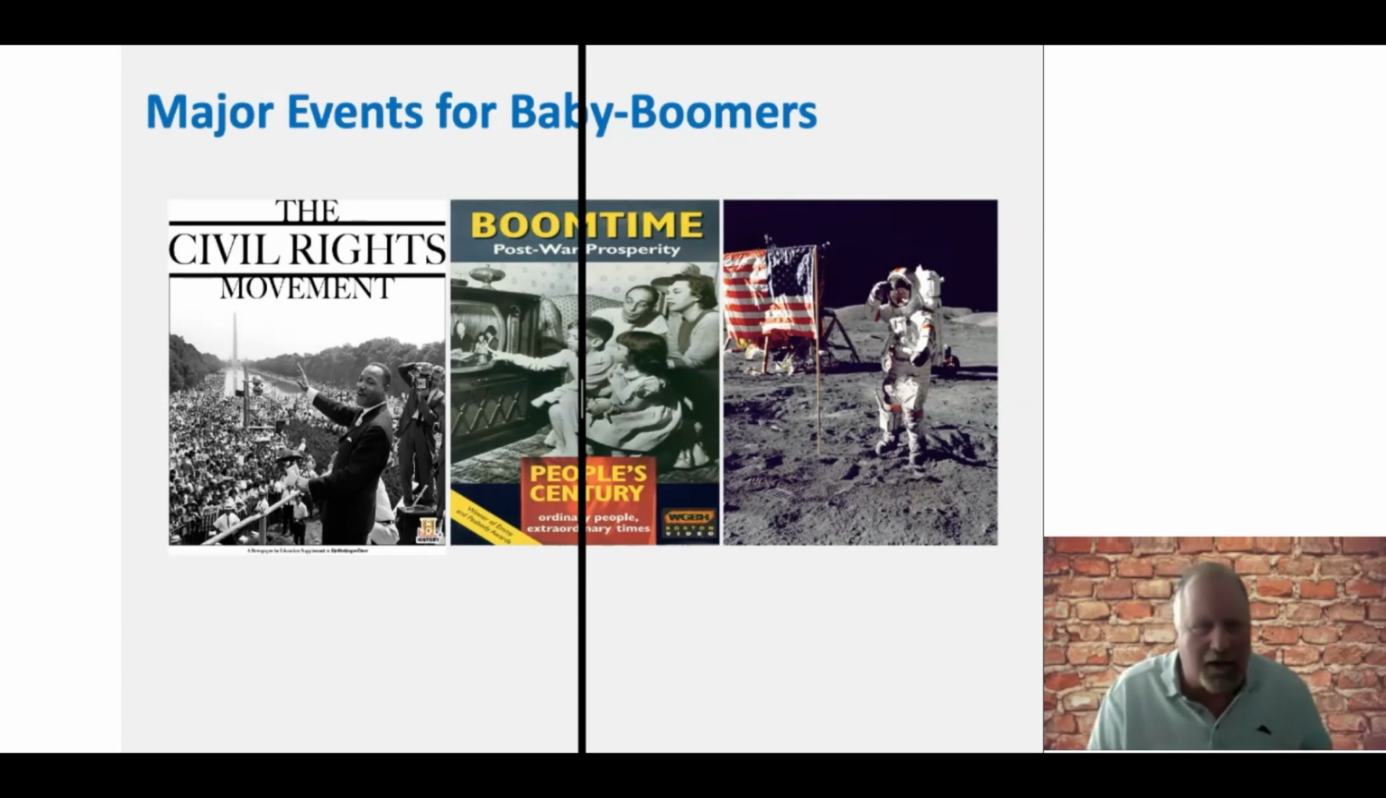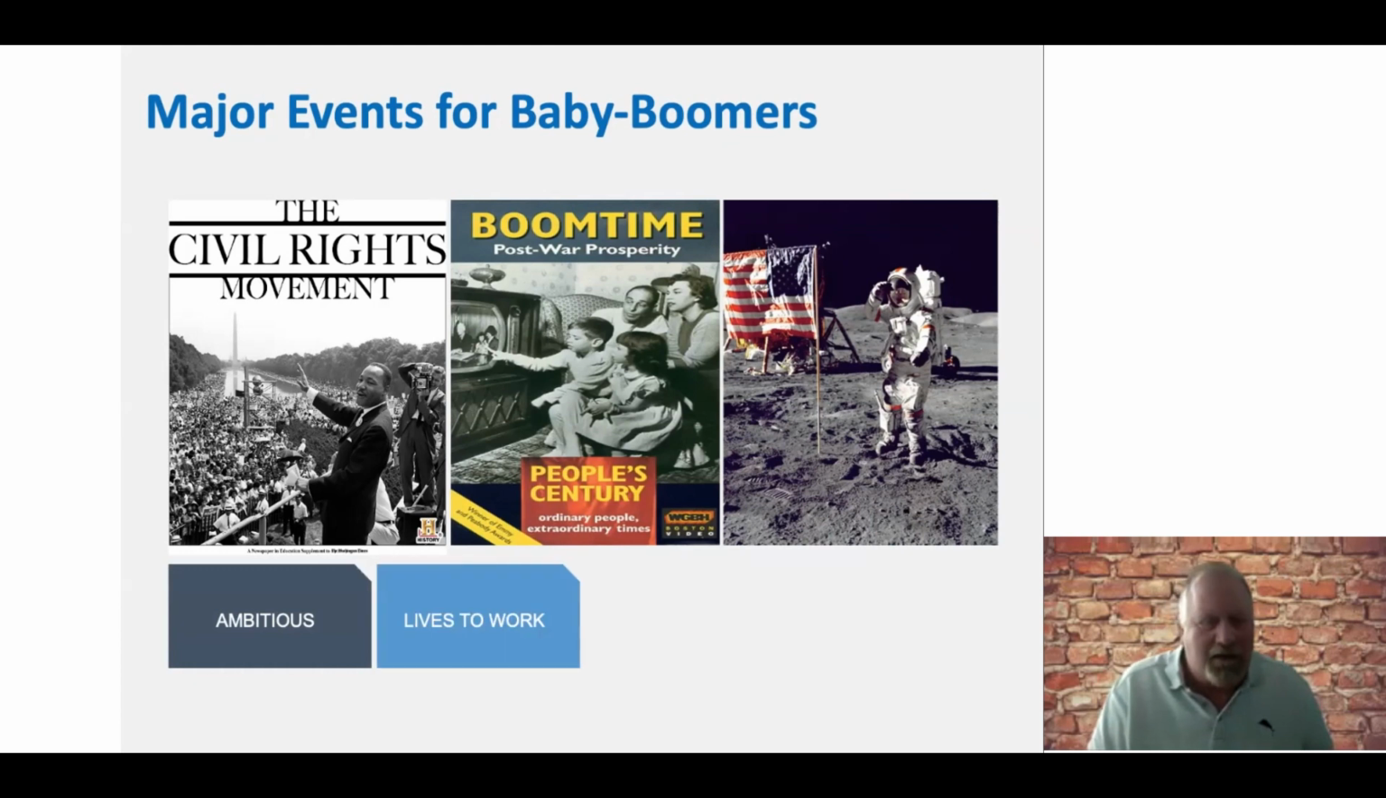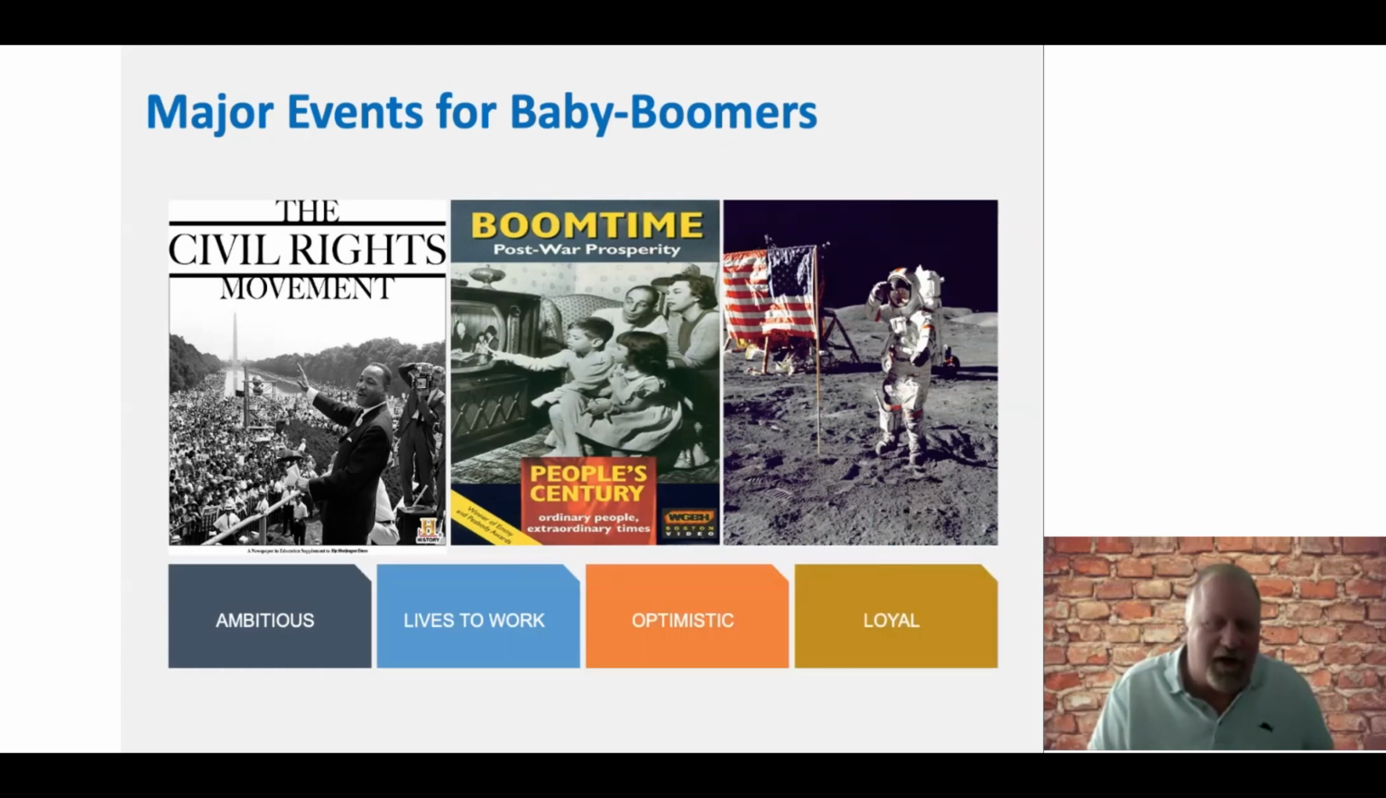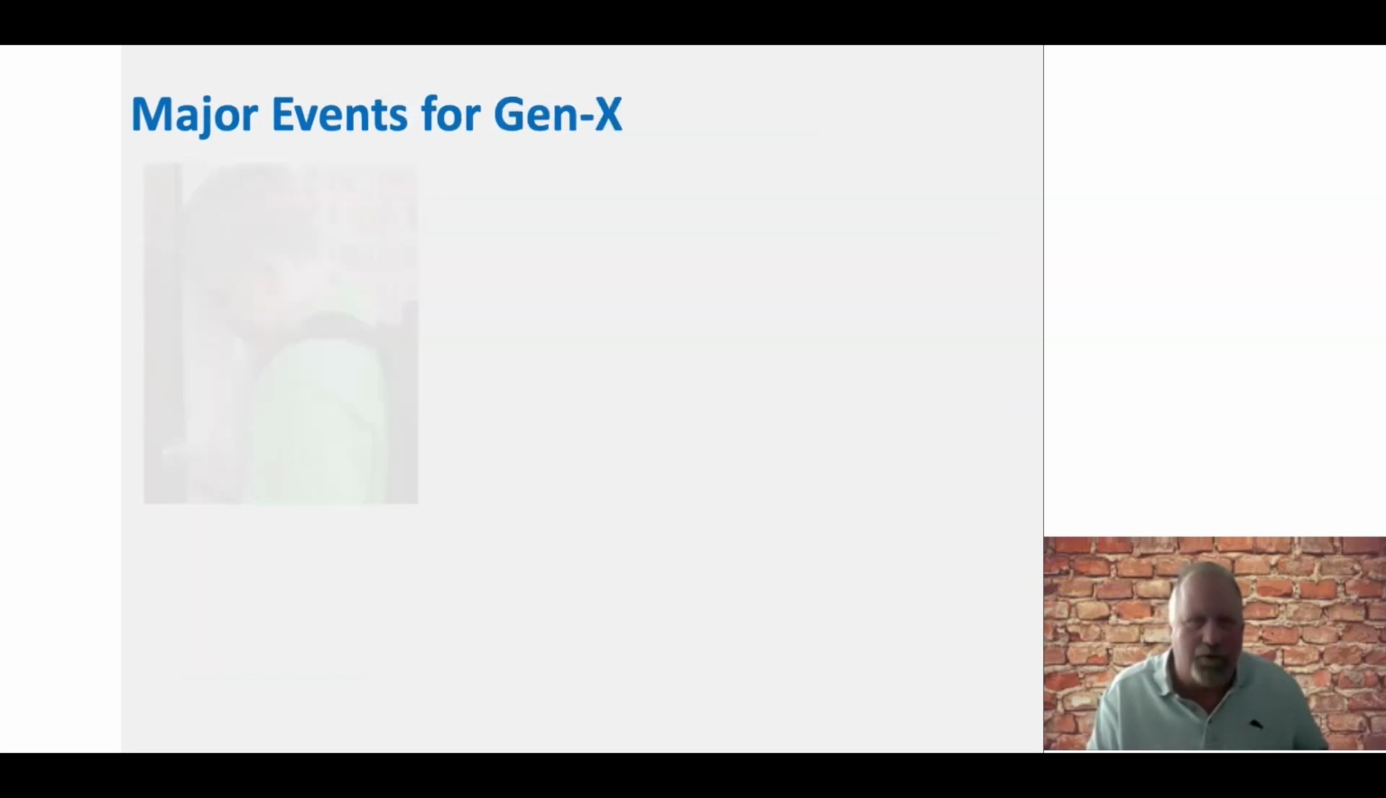So these are all elements that shape somebody who's a baby boomer. There are a couple of things that people find about baby boomers. They tend to be ambitious. They tend to live to work, so they really enjoy working. They're more optimistic, and they tend to be very loyal to companies and loyal to products. So this is just a few things in general that they've found about baby boomers.